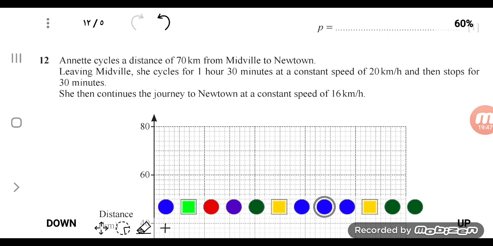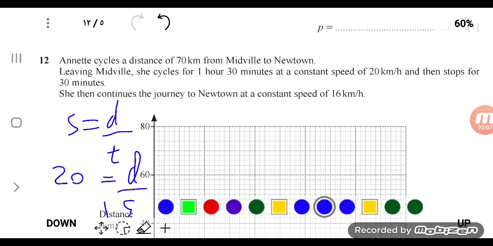We know that speed equal distance over time. Speed is given to us, 20. So here we say 20 kilometers per hour equal distance moved, we don't have it, the time is 1.5 hours. So if you cross multiply, you get 1.5 times 20, 30. So the distance is 30. First distance moved is 30.